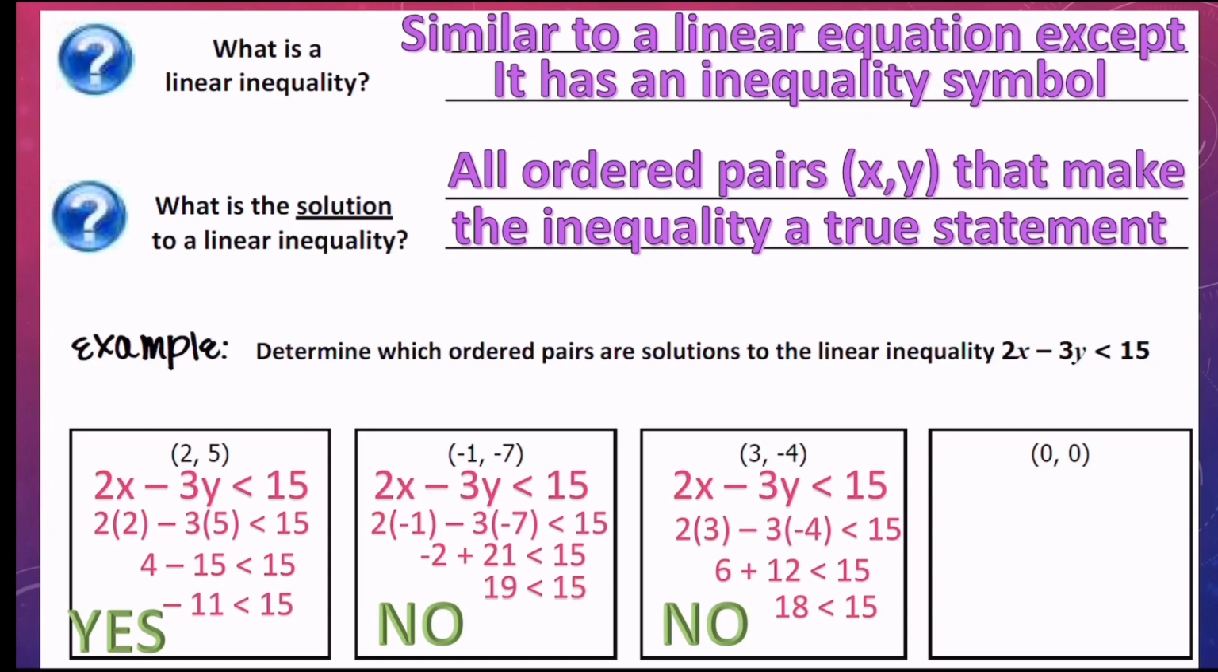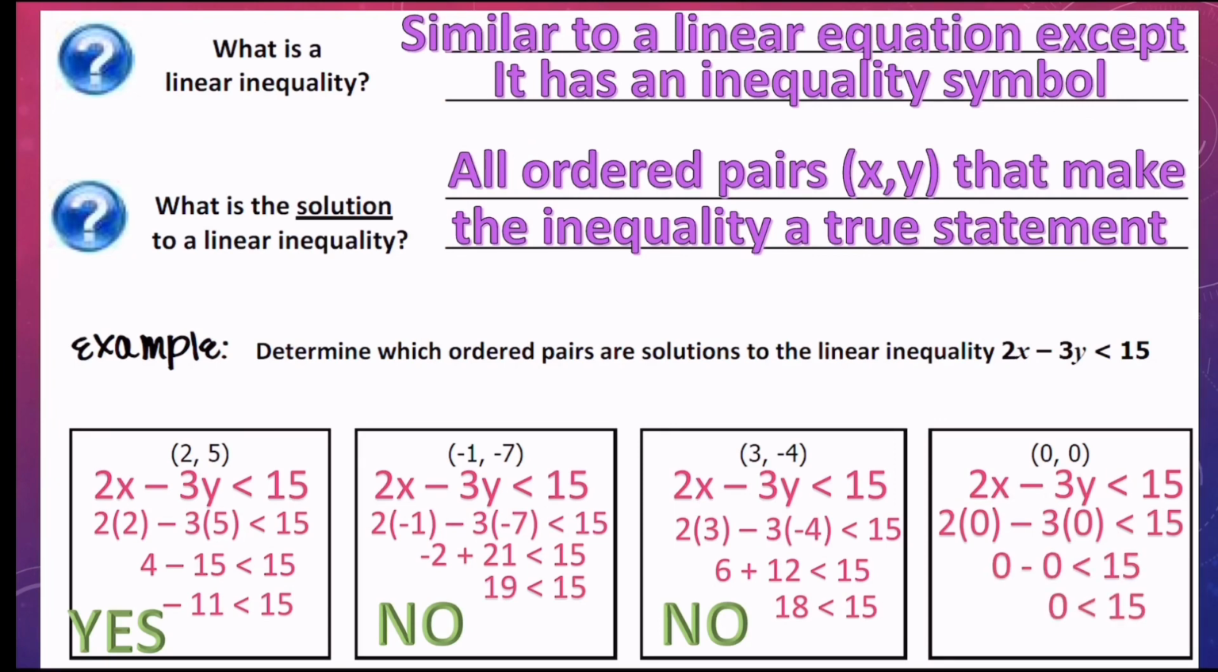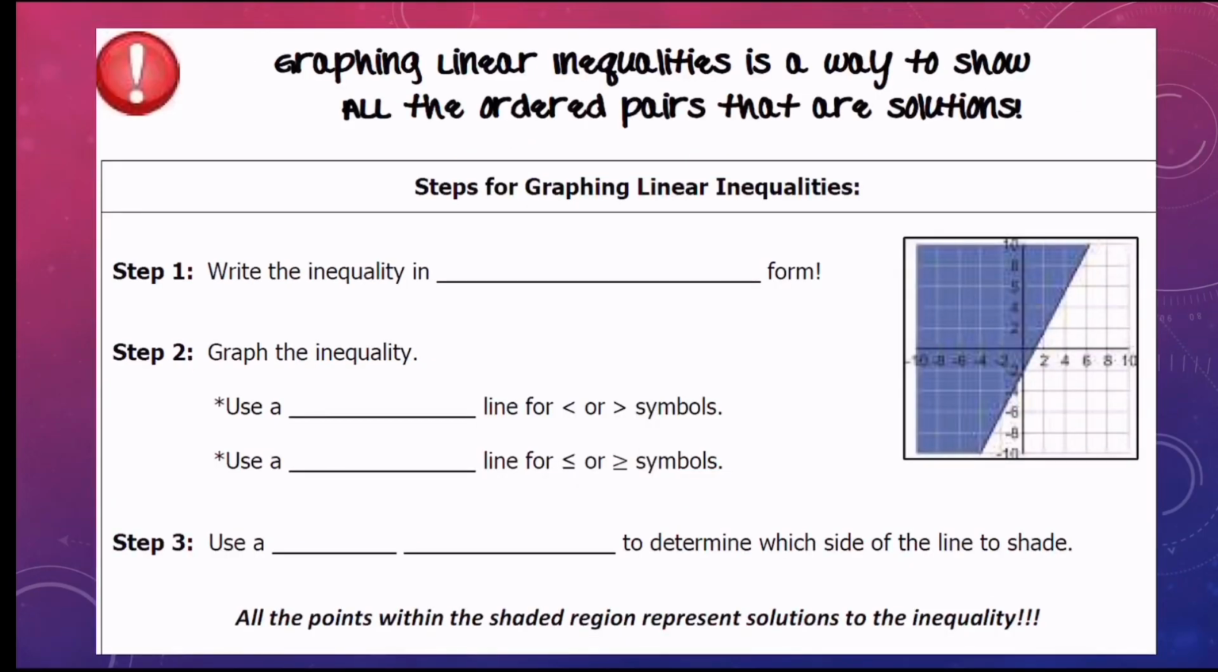Then let's go look at my next one. I write my inequality. I replace my x and y. I multiply. Is 0 less than 15? Yes, so it is in fact a solution. Why is it important to know how to do this? Well, when we graph linear inequalities, it's how we can show all the ordered pairs. Remember, there's going to be a large amount of ordered pairs that are possible solutions. So you're not going to be able to find that just by solving.